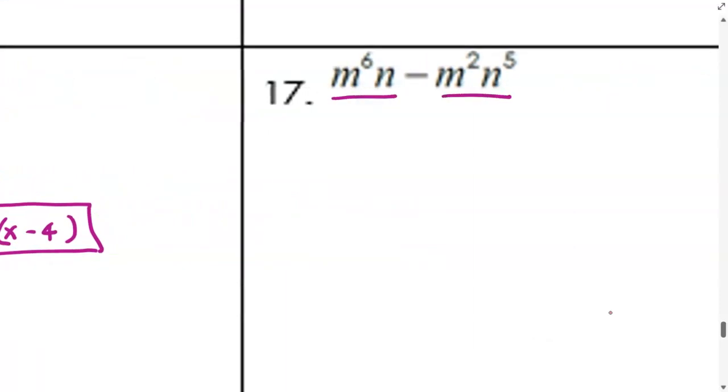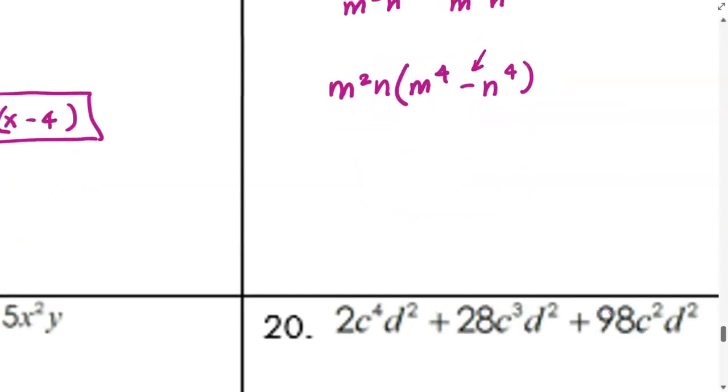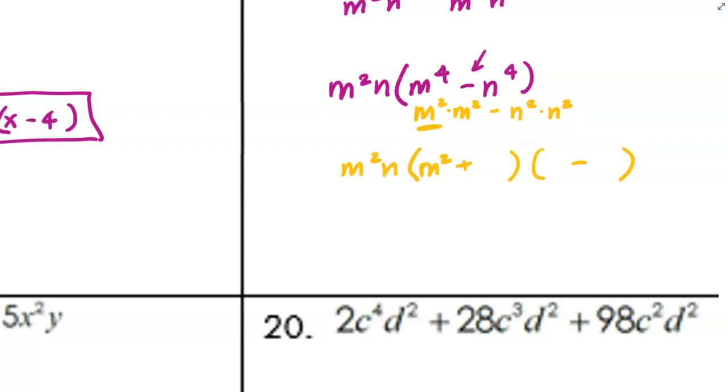Number 17, what do we have in common? Okay, there's 6 m's, there's 2 m's, so I could take out 2 m's. There's 1 n, and there's 5 n's, so I can take out an n. And what do I have left over? I have 4 m's, no n's, and then no m's, and 4 n's. Okay, this right here is a difference of squares, because what is m made up of? M to the fourth is made up of m to the second times m to the second. N to the fourth is made up of n to the second times n to the second. And there is a subtraction in between. So that means it's m to the second n, what we factored out, difference of squares, plus and minus, m to the second, n to the second.